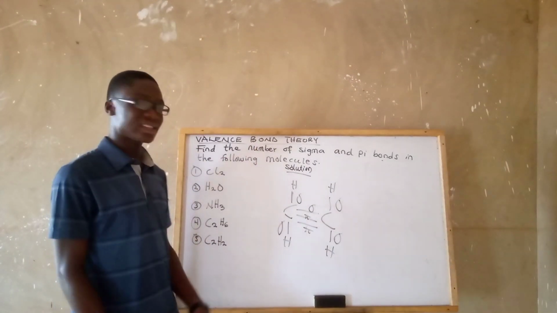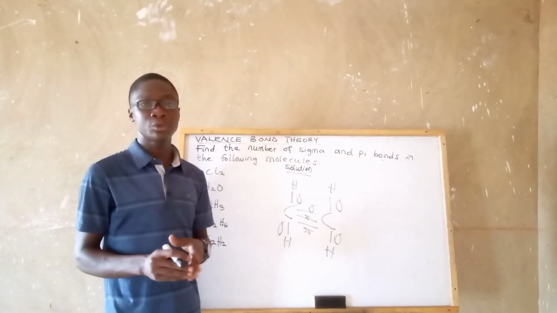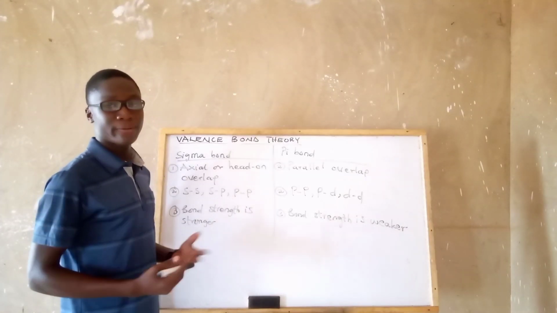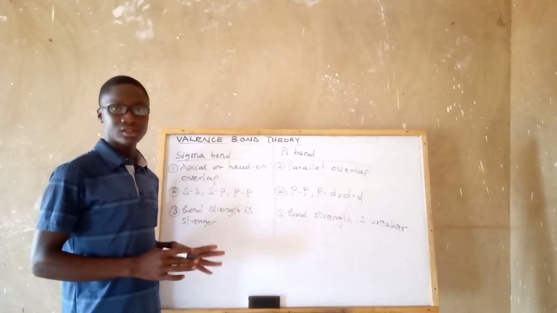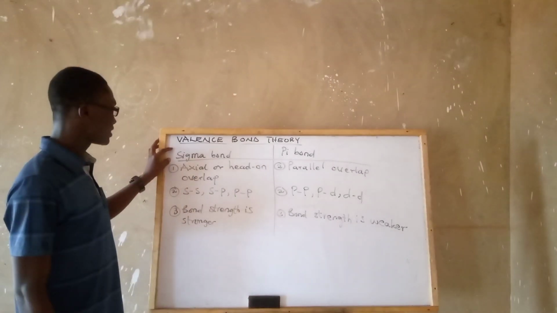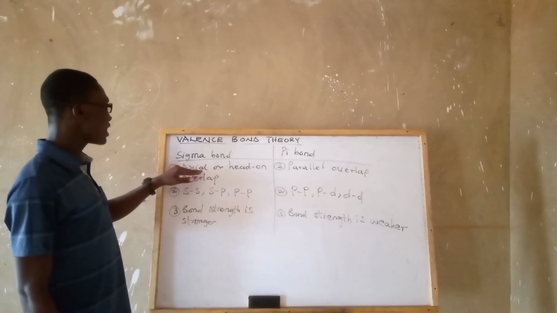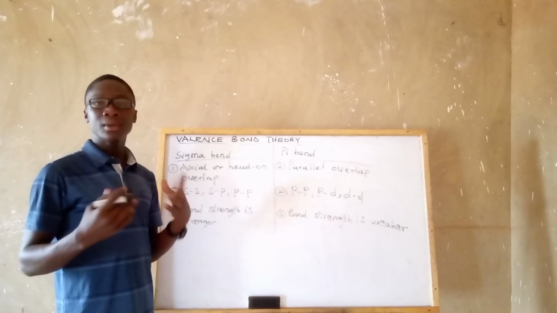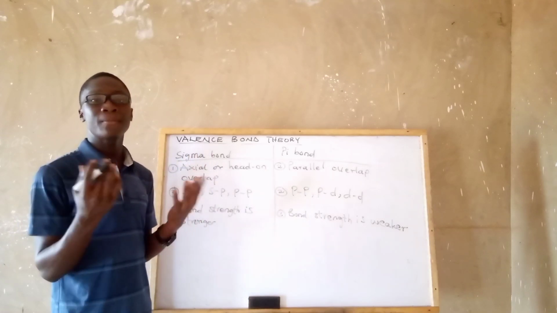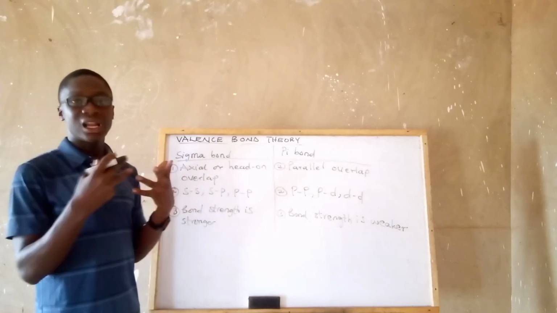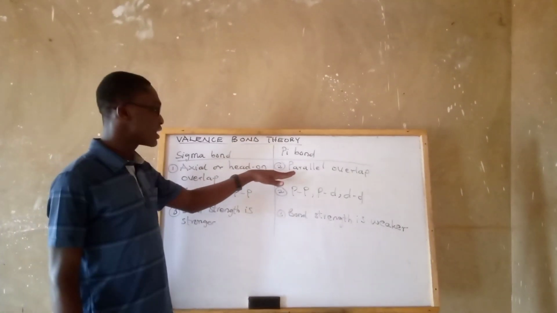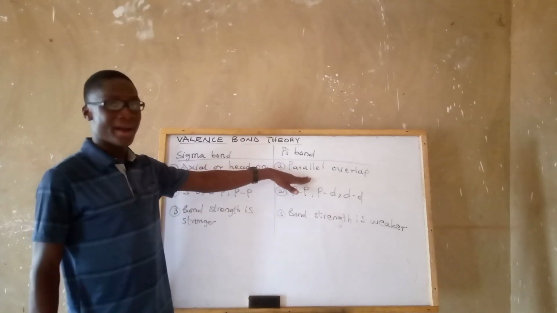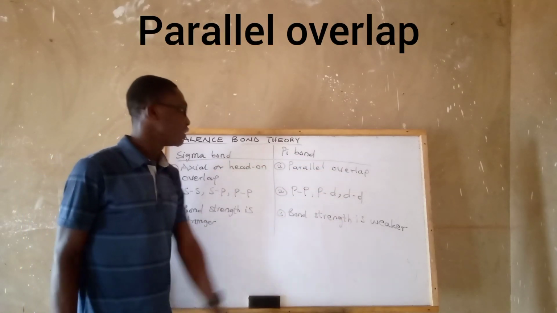Now, let's check the differences between the sigma bonds and the pi bonds. For sigma bonds, we are saying that it is axial or head-on overlap. So sigma bonds are formed when the orbitals overlap on the same axis or head-on. And pi bonds are formed when the orbitals overlap parallel or side by side. So you have parallel overlap in pi bonds.